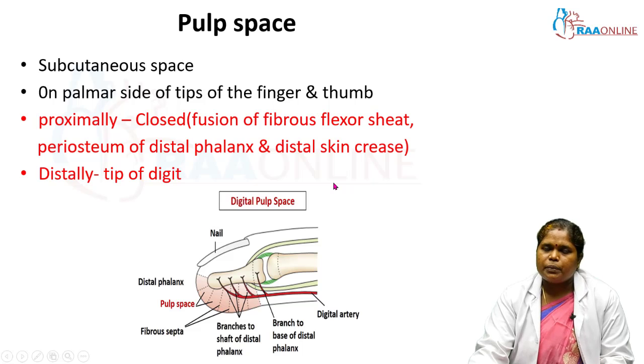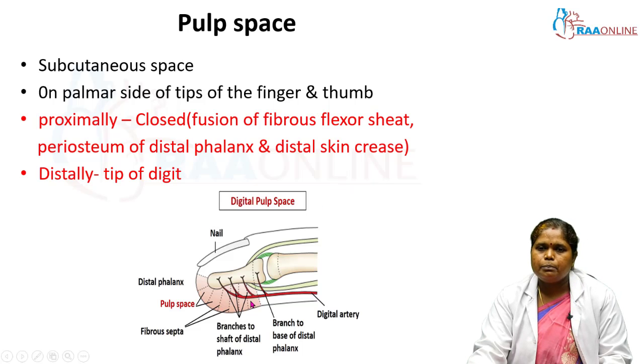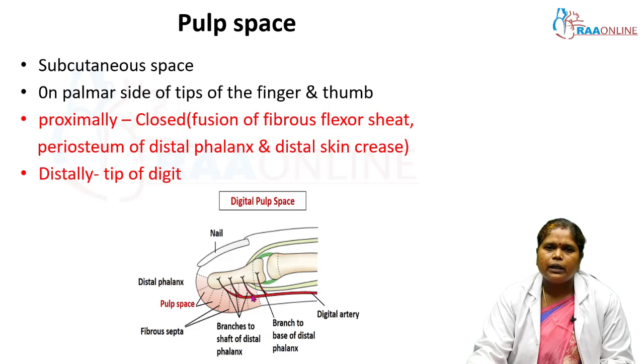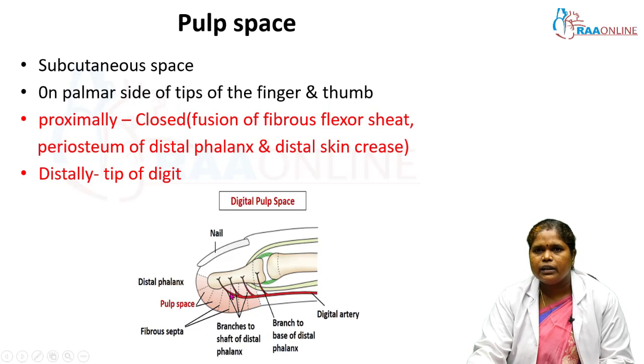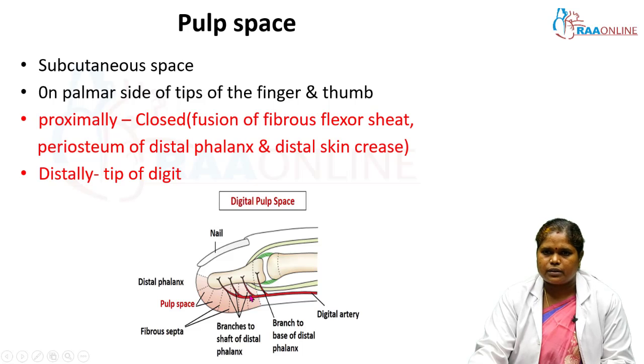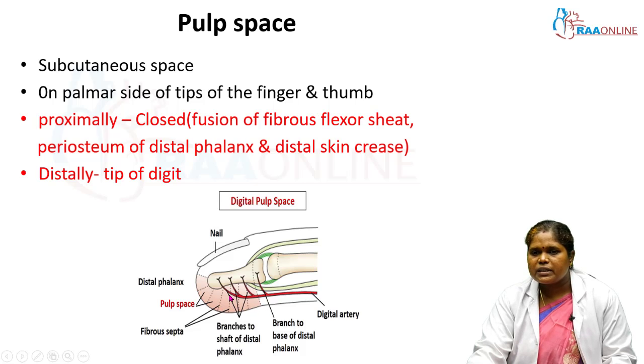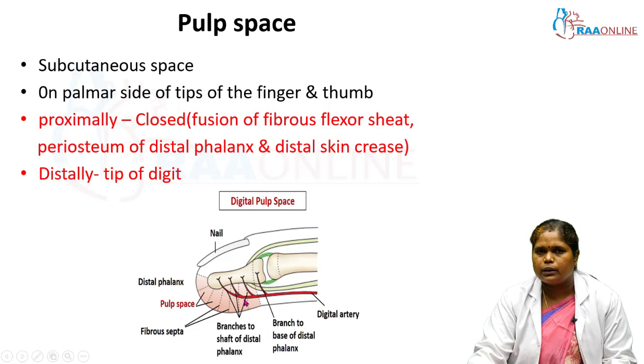The fourth palmar space is the pulp space. This is very important because in the hand the most exposed region is the tips of the fingers, these pulp spaces. Frequently we get injured with a pin prick, right? That is why this pulp space becomes important. This pulp space is also a subcutaneous space present on the palmar aspect of the tips of the fingers. All the fingers, including the thumb, will have a pulp space.